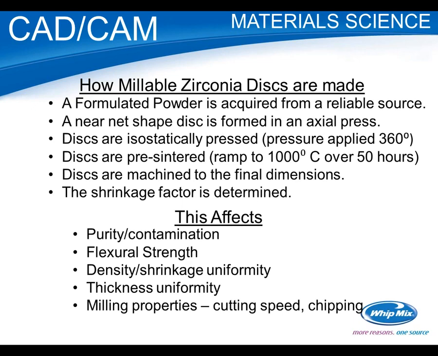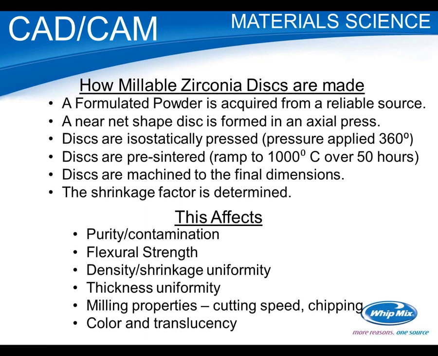The way the disc is processed can affect the milling properties, partly if it changes in density. In that pre-sintering step, if you underfire, you can be too soft. If you overfire, you can be too brittle, and that'll affect your cutting speeds and your chipping.